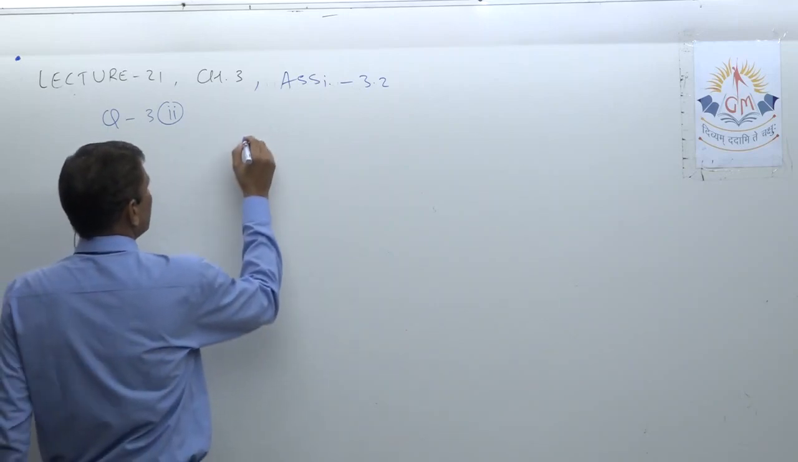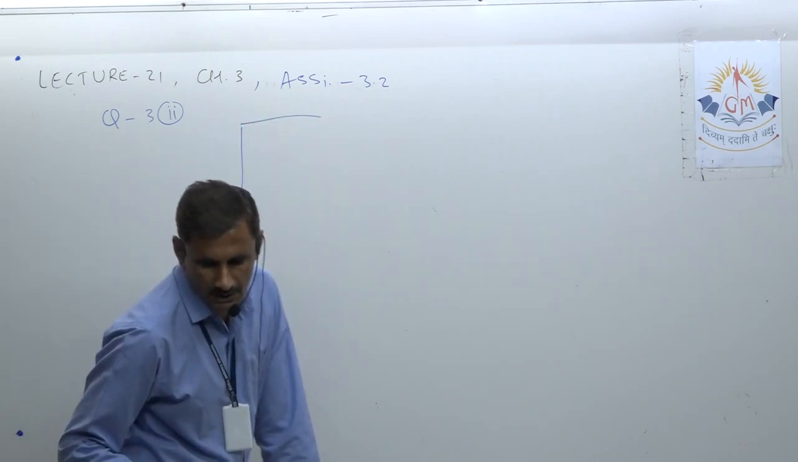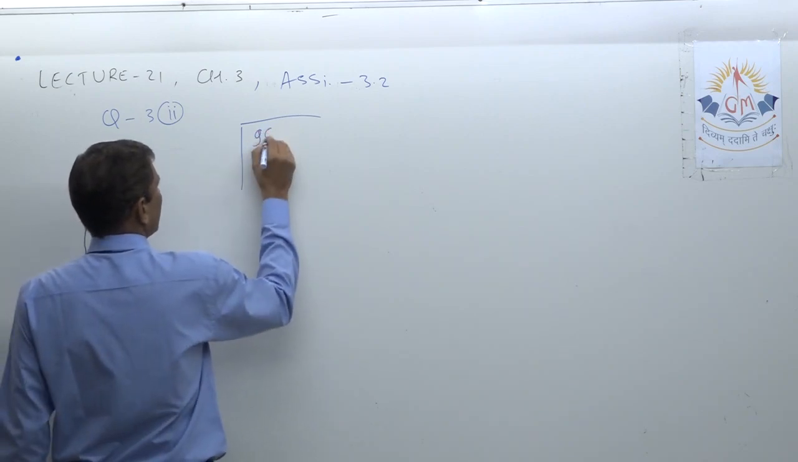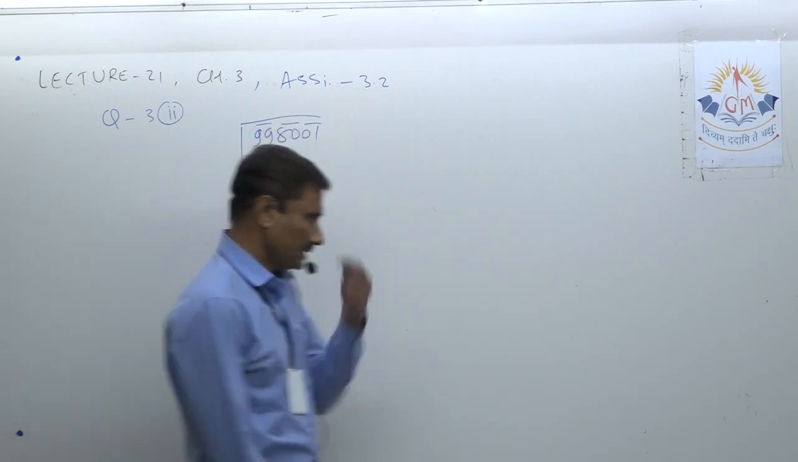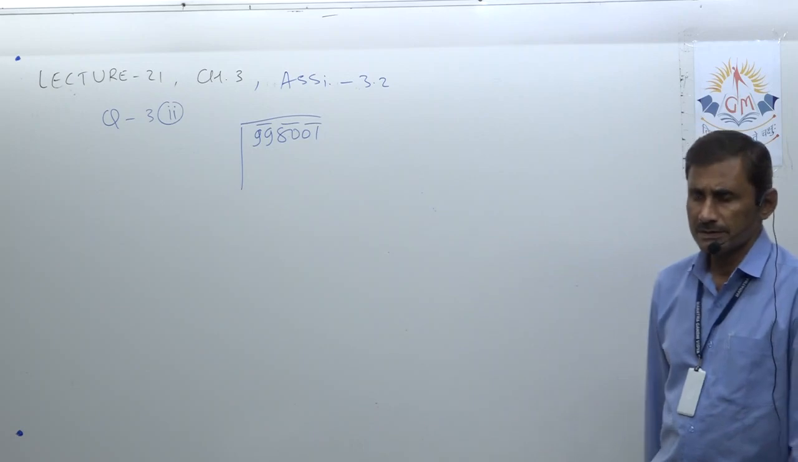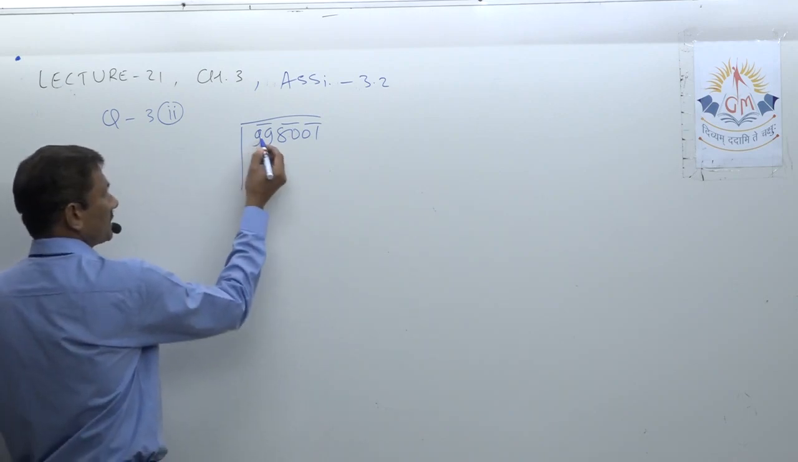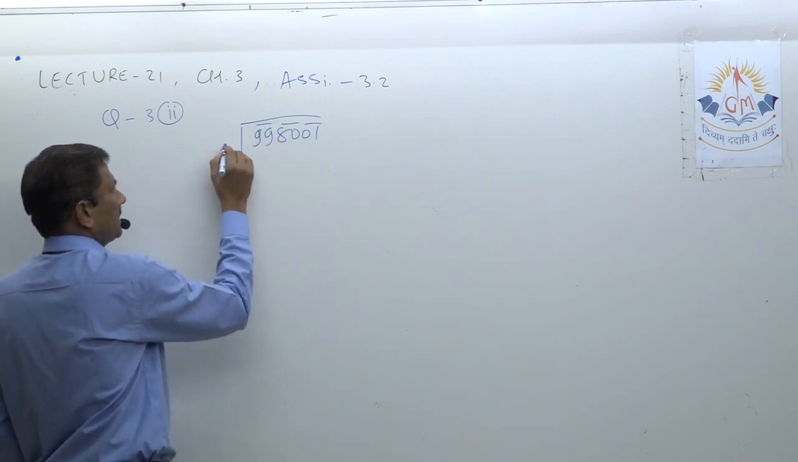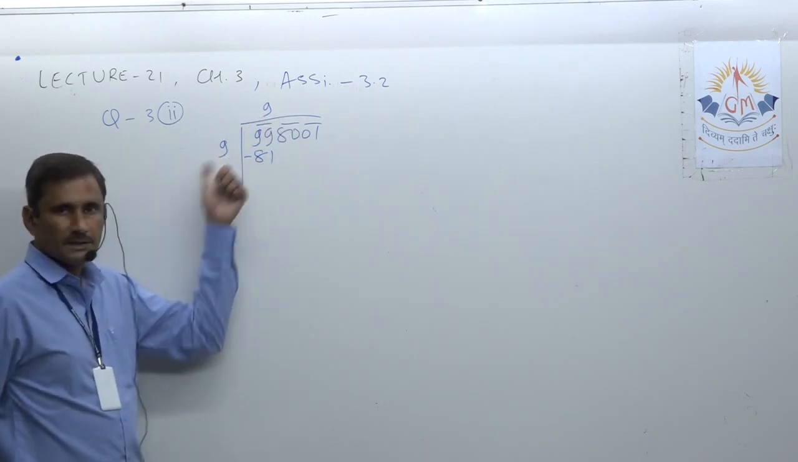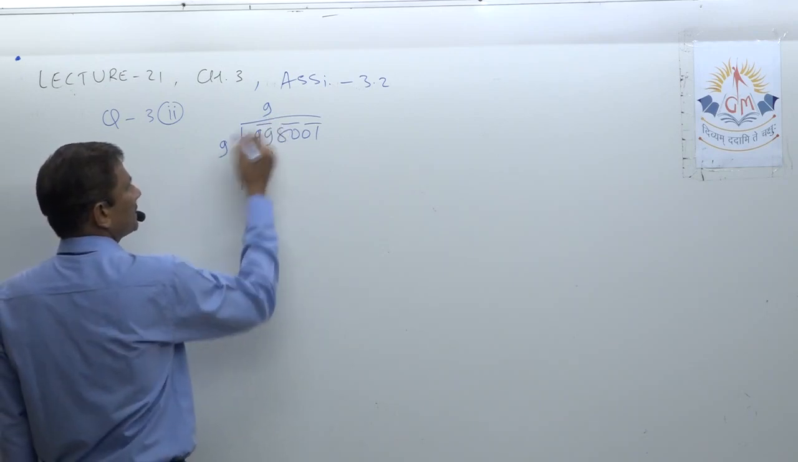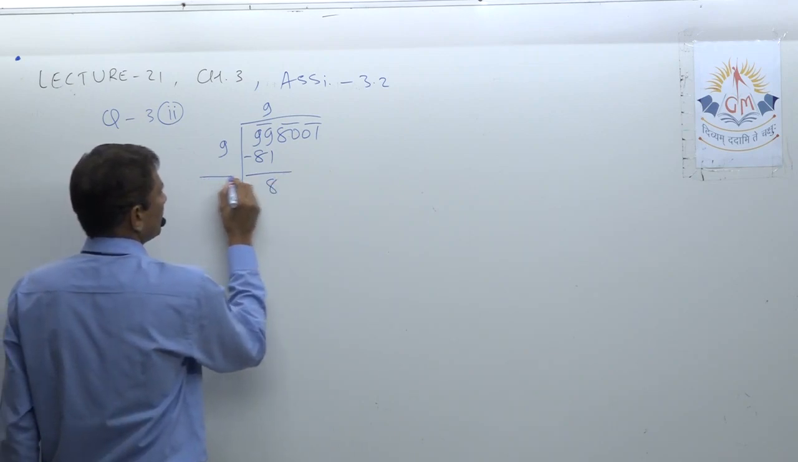Okay, now it is 99801. Make pairs. So there are 3 pairs. I solve this sum by the long division method only, not by prime factorization. So first of all look for this one. 9 9s are 81. This is the last single digit only, no double digit ever. So now how much is left? 8 only. Okay, so first step over.